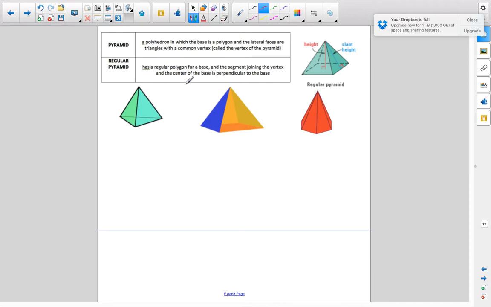And then we have pyramids. The pyramid up on the front table is my paperweight with steel balls in it. A pyramid is different than a prism because it is a polyhedron in which the base is a polygon. This kind of looks like my paperweight. It's a square base, and the lateral faces, the sides, lateral meaning sides, are always triangles. They meet at the vertex. Here's the vertex of the pyramid.